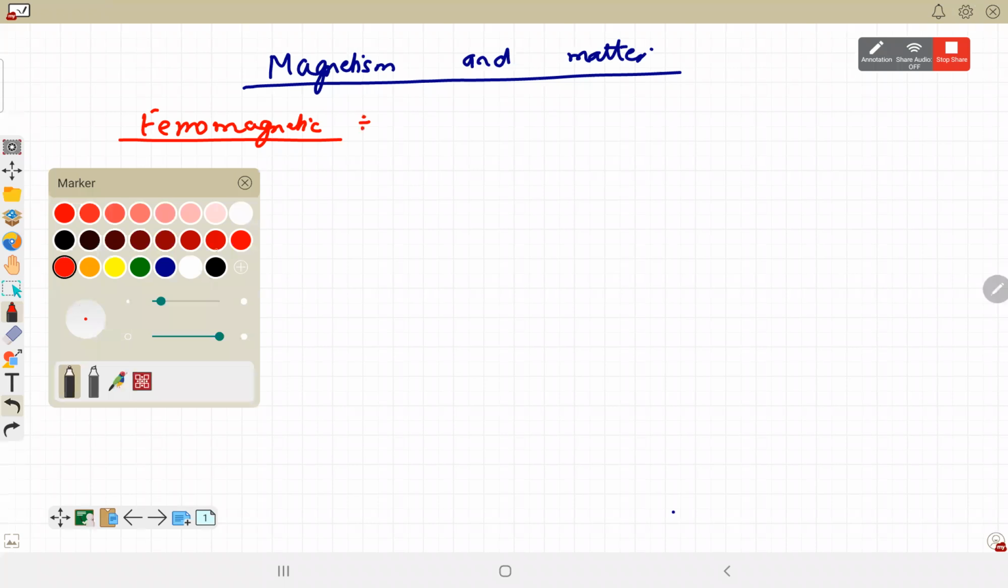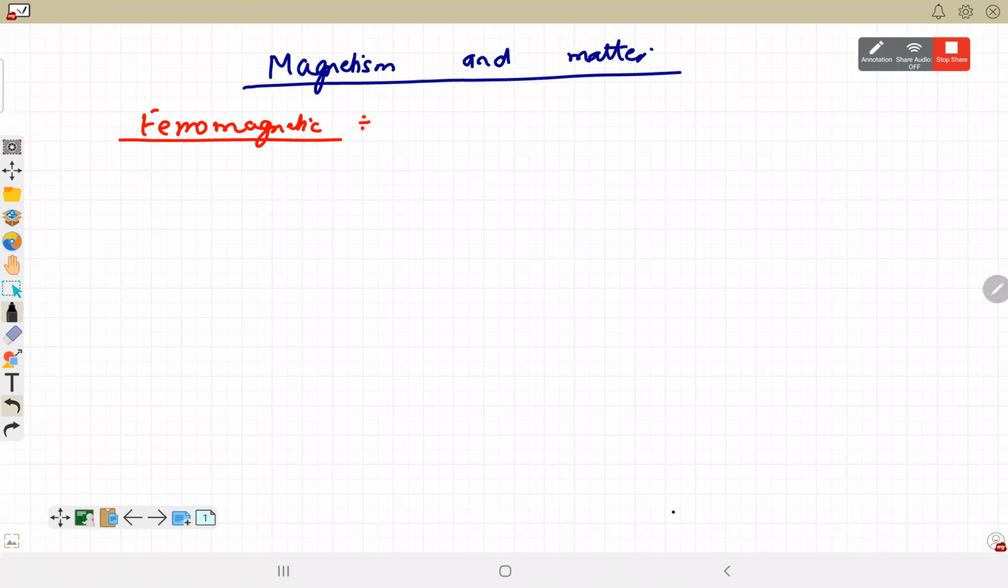Ferromagnetic substances exhibit the property of saturation. It gets saturated if we increase the external magnetic field. Another property was that the magnetic field in any ferromagnetic substance will depend upon its previous history.